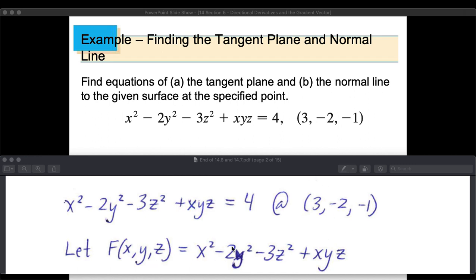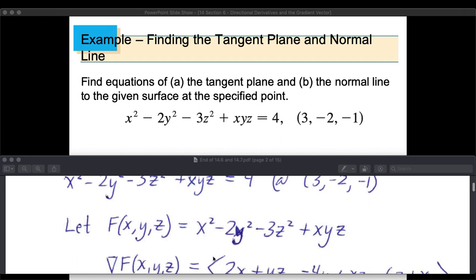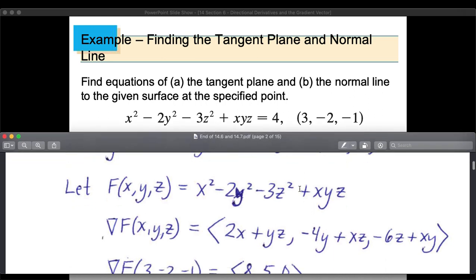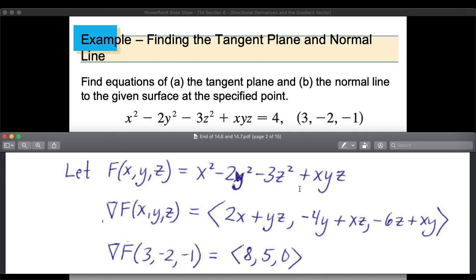Let's go ahead and evaluate this gradient here. Again, you take the derivative with respect to x, then the derivative with respect to y, then the derivative with respect to z, and you get this. Once again, as you find that gradient, you simply evaluate at the point 3, -2, -1, which in this case gives us 8, 5, 0. Those will be your direction numbers for your equation of the tangent plane.